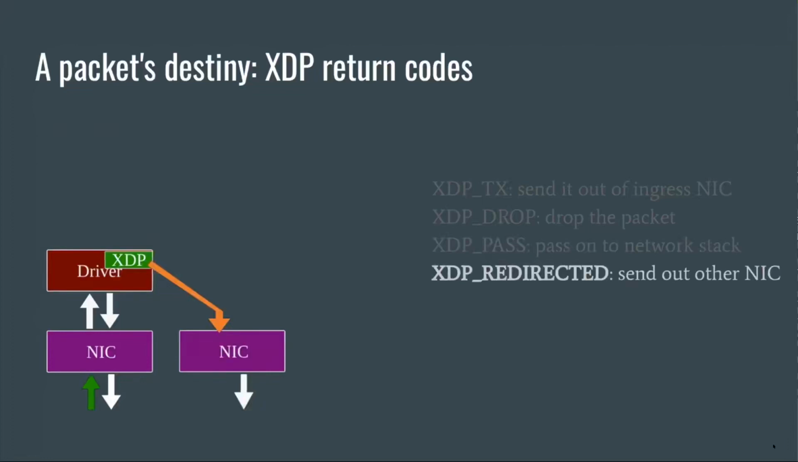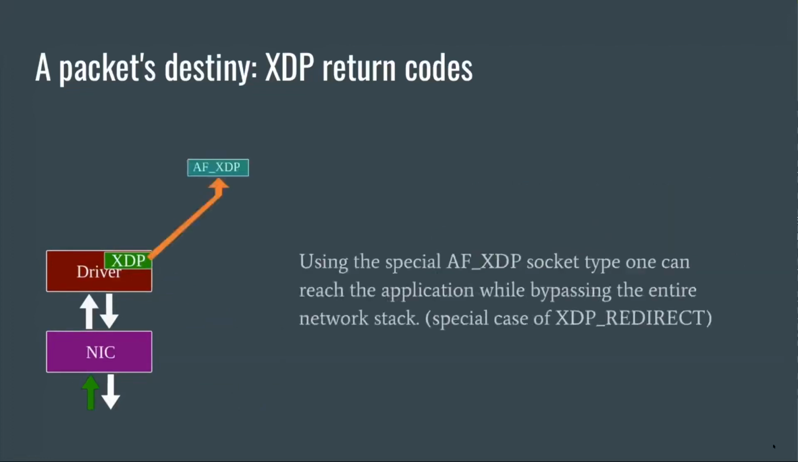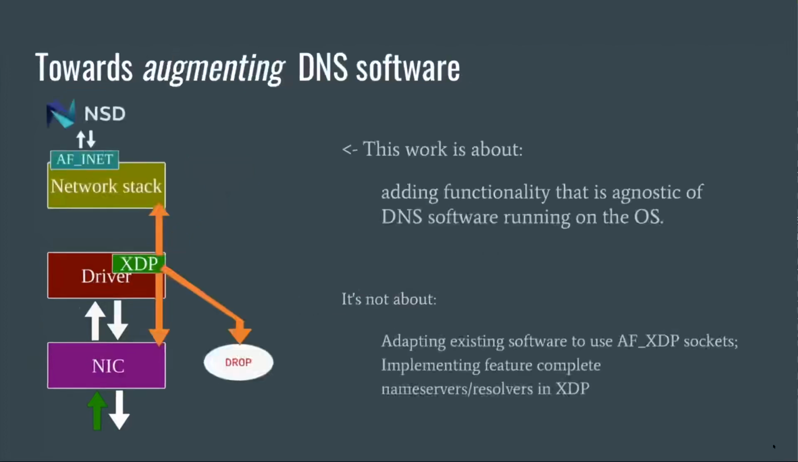Or, and we're not using this in this example, but just for completeness' sake, we can return XDP redirect to send it out of another NIC. And we have a special case of XDP redirect where we can send it to a special type of socket. In this case, you will need to adapt your user space application to actually use this type of socket, but then you can bypass the entire Linux network stack. So that's interesting for performance reasons.